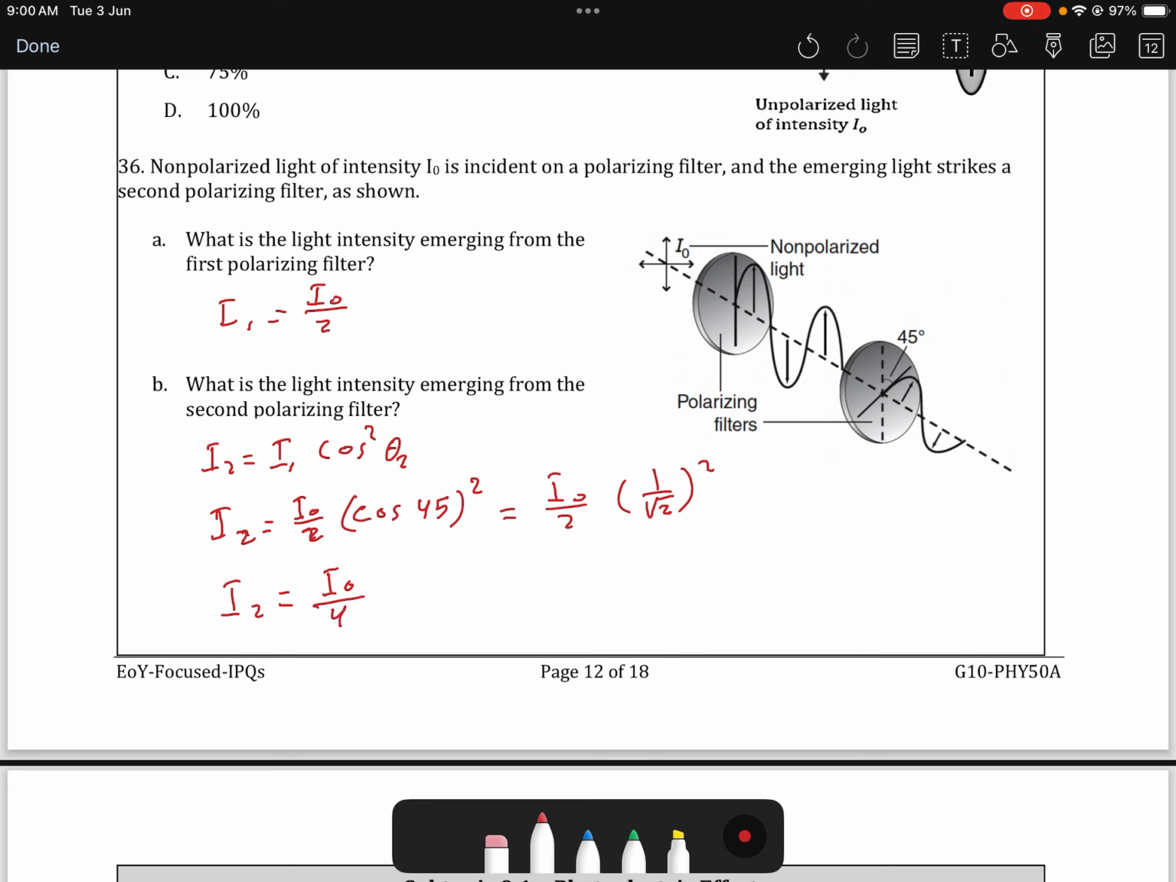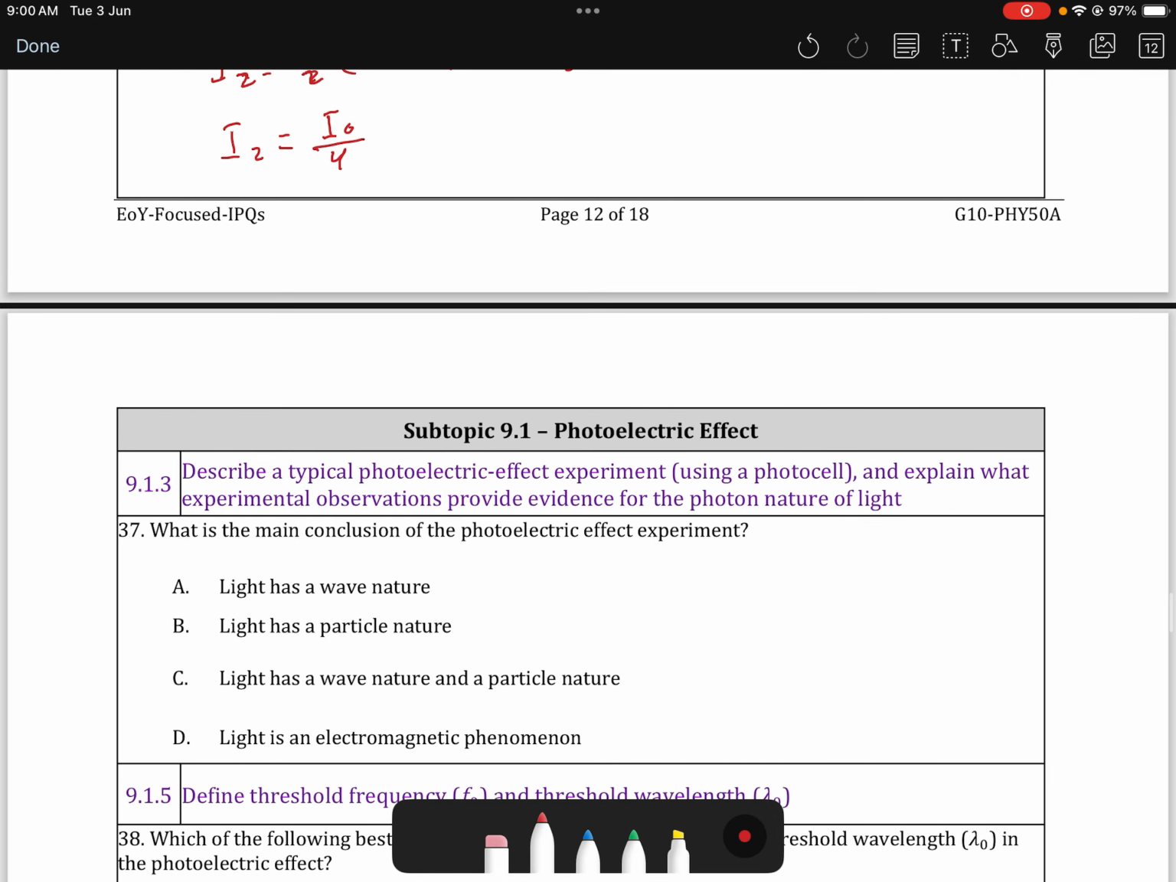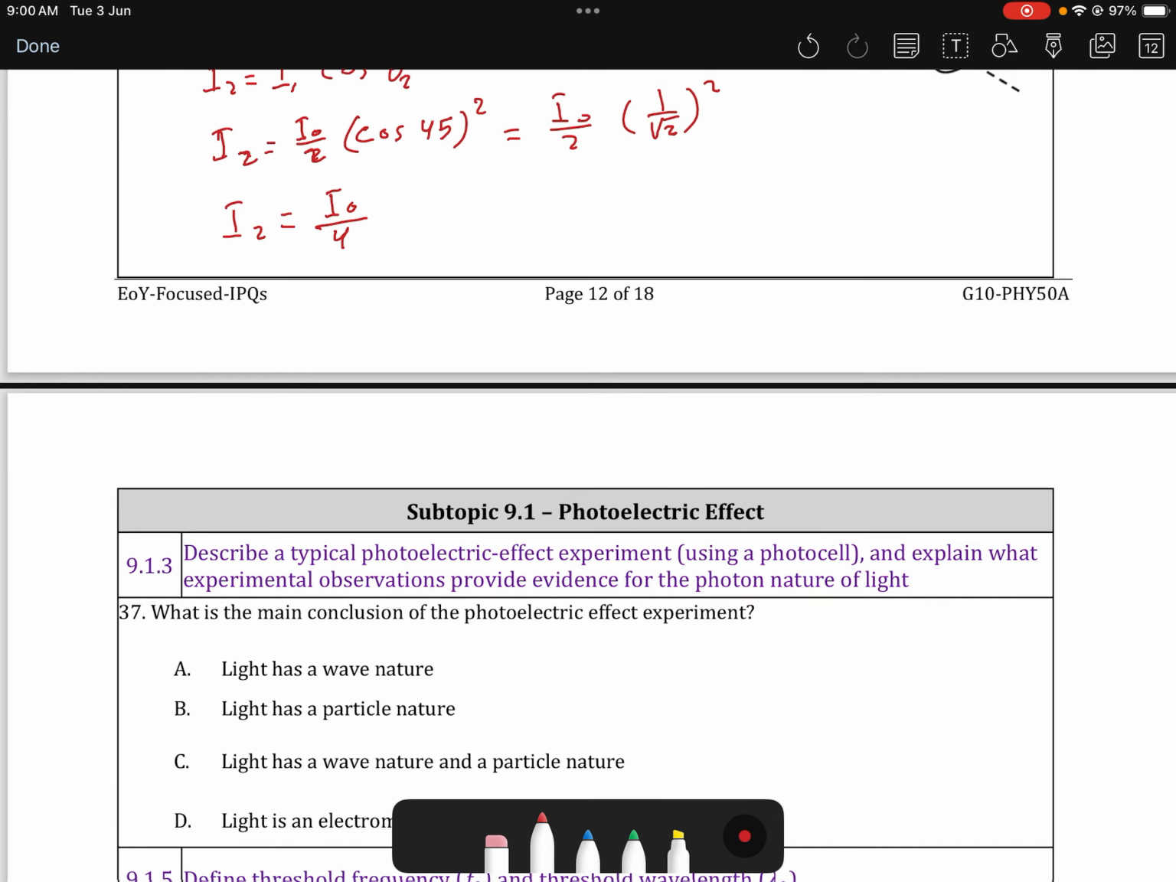So we just used the formulas we have and found the answer.